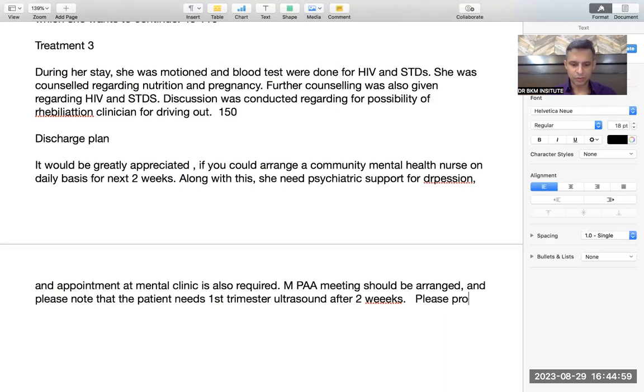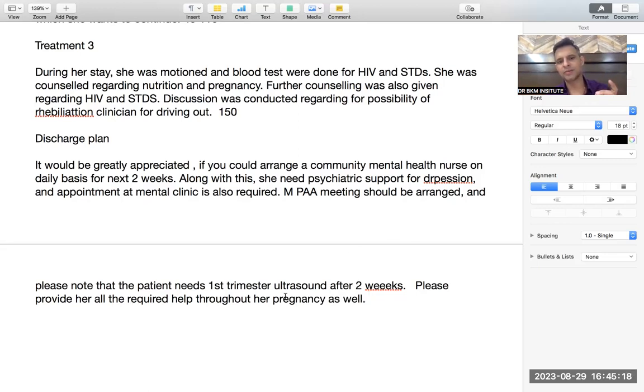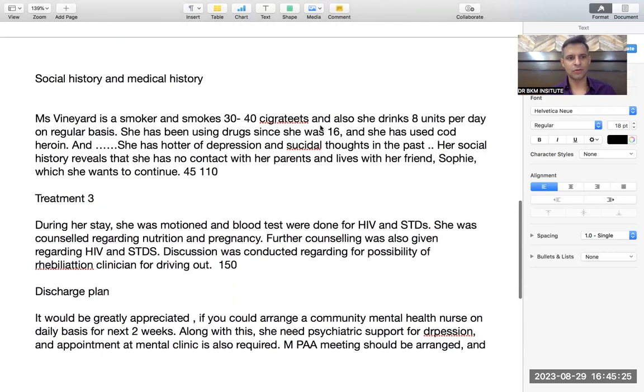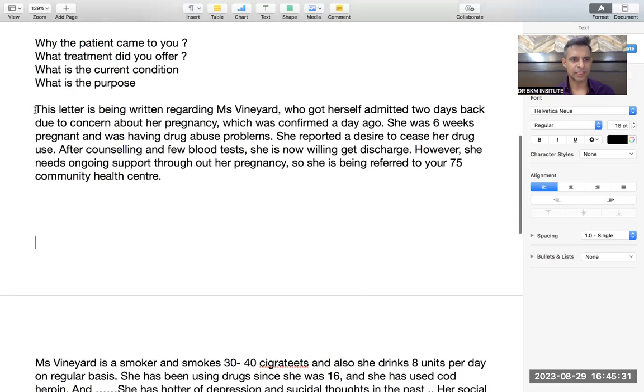Please provide her all the required help throughout her pregnancy. Just to cap the letter. As well completes my letter: please provide her the required help throughout her pregnancy as well. So this should also be done. So this is my complete letter. Now, when you write the letter, you will not mention these things. So the complete letter will look like this. I'm just going to take it this way.